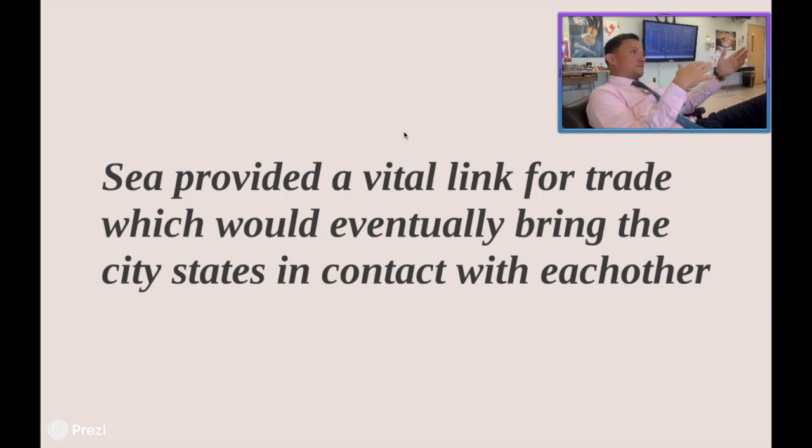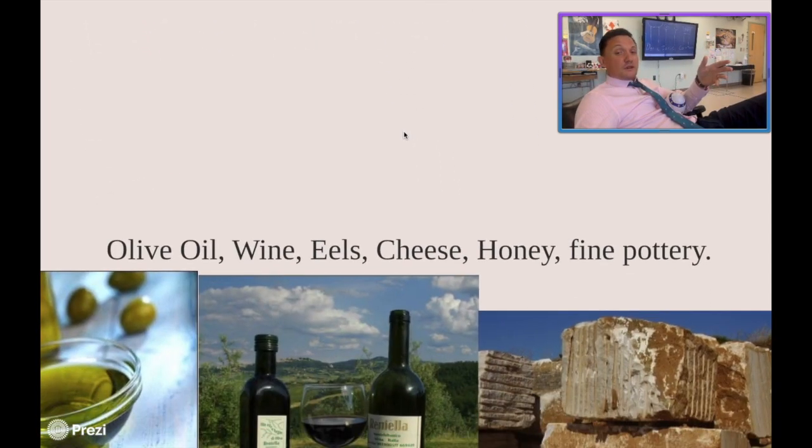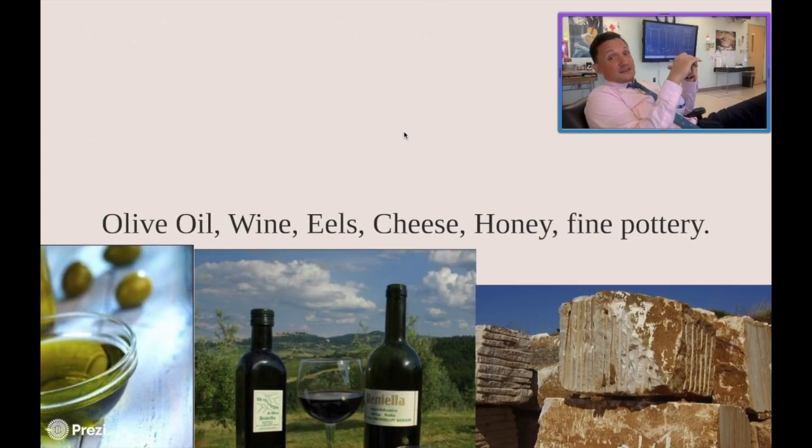And if you only have 20% farmable land, you're going to depend on the sea as a link for trade, right? And so city-states are going to come into contact with each other later on after their founding, right? Now, really quick, though, what do we think the archaic Greeks might have traded? What are the things that they're going to be trading with other people?